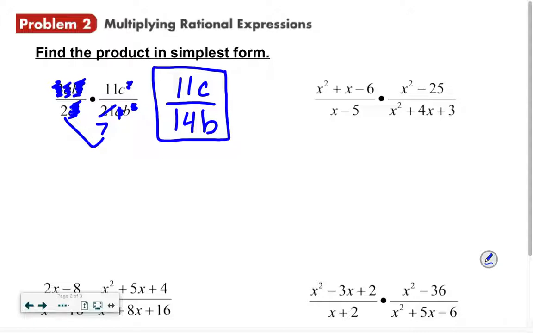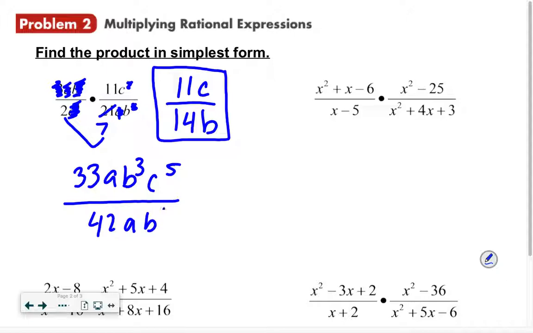Like I said, if you want to take what we have, 3 here, you could go 33 AB cubed C to the 5th over 42 A B to the 4th C to the 4th. You can do that as well. Either way, you're going to get to the same answer. Okay, questions on that first one?